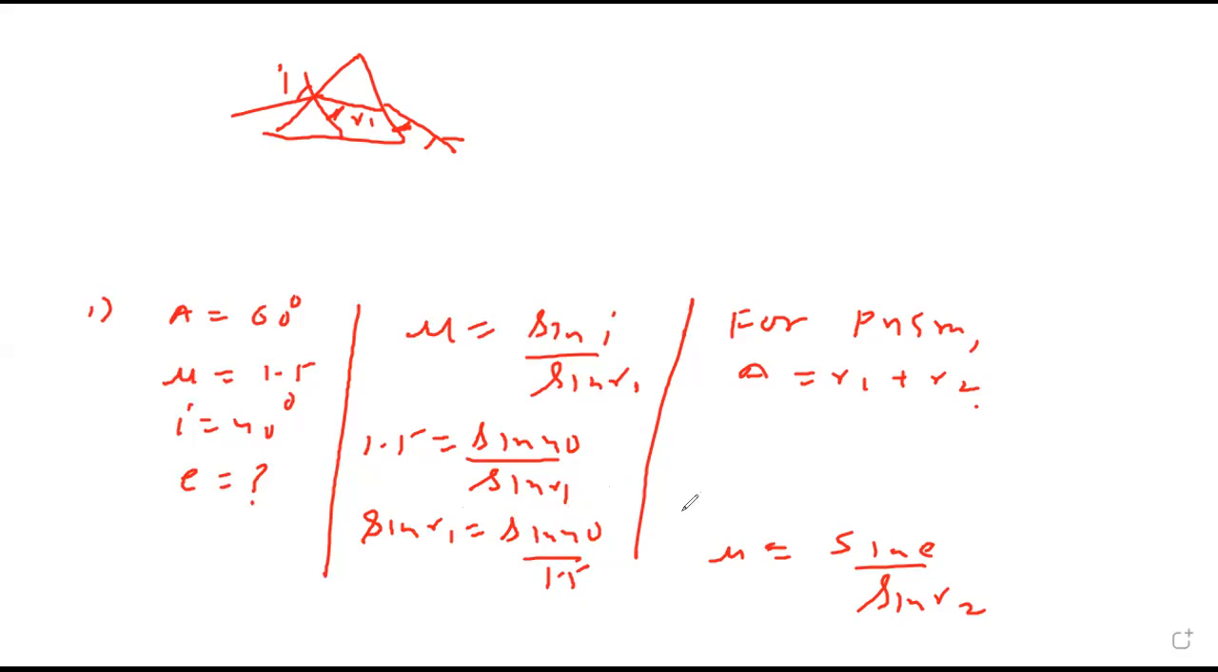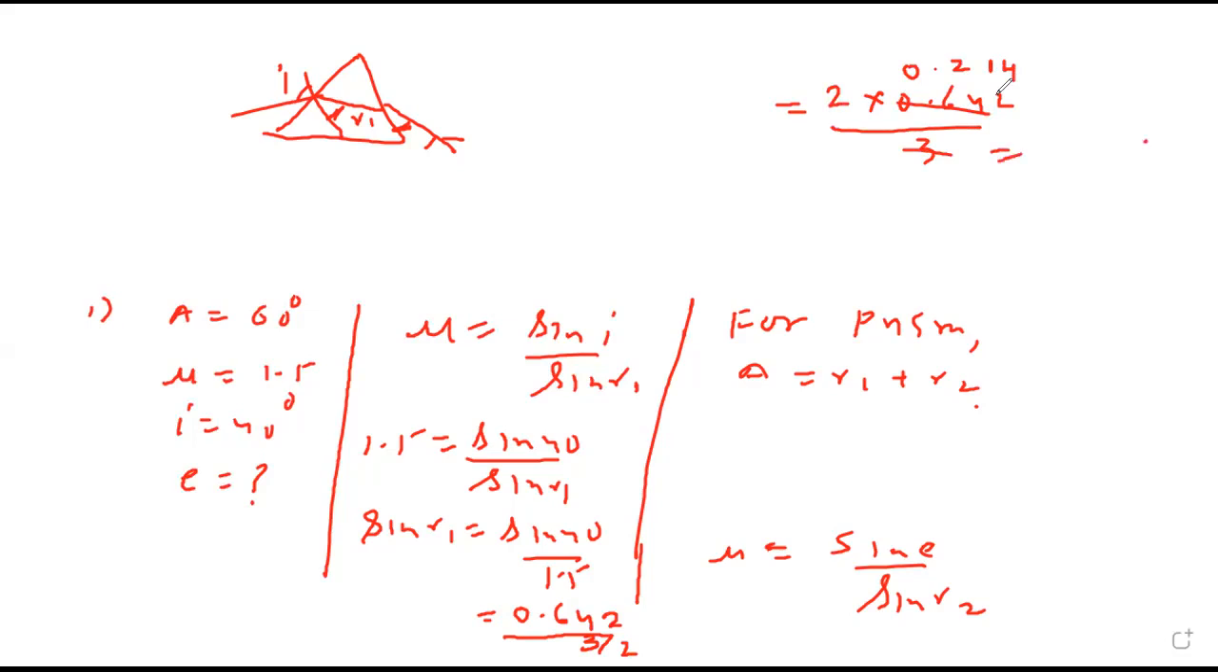Once you get this, what is sin 40? Anybody studying logbook? Sin 40? One second, I'll check. 0.642. Okay. 1.5 I can take as 3 by 2. So this will become 2 into 0.642 upon 3. 2 into 4, 8. 2 into 1, 2, 4, 0.428. So R1 is sine inverse of 0.428.